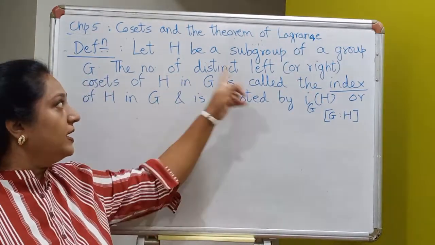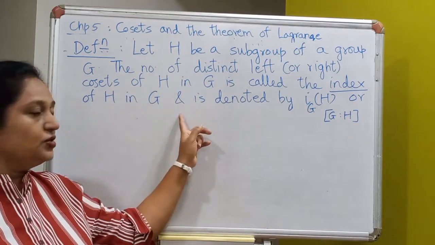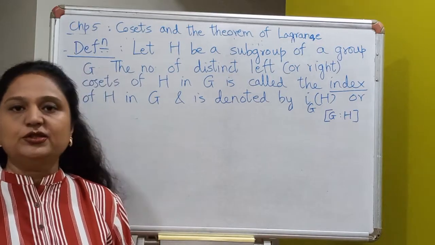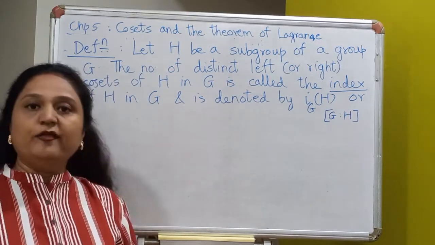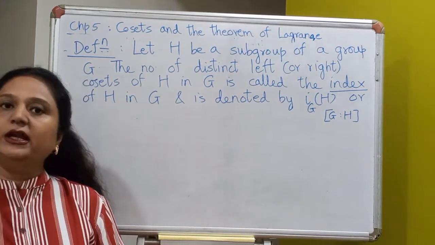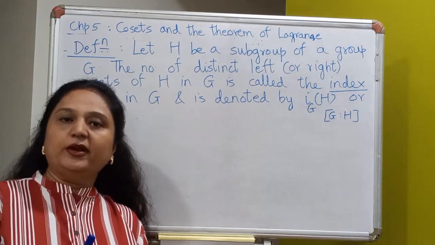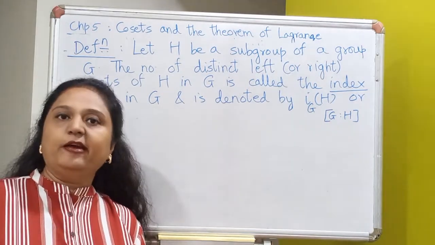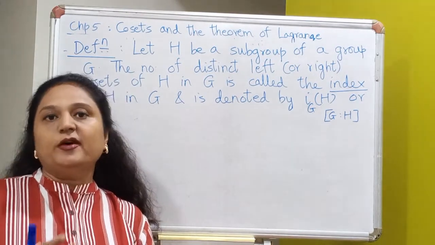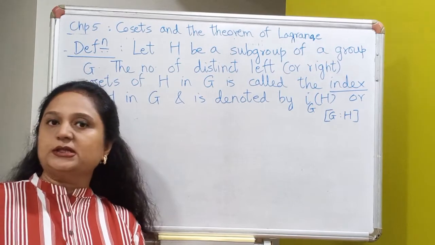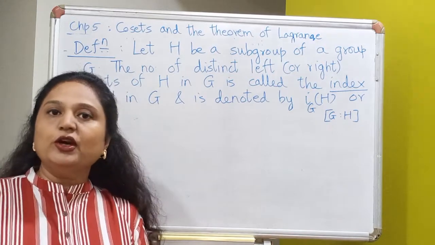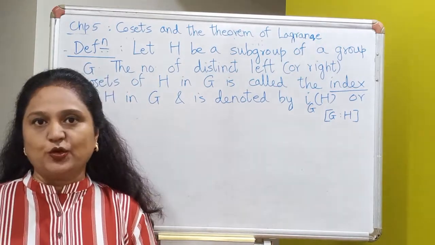So the number of distinct left cosets is called the index of H in G, and we use this notation or this notation for the index of H in G. Now, if you look at the examples that I have given you, if the group is finite, then definitely the index has to be finite, because for every element in the group, we will get one left or one right coset of H in G. So there will be finitely many left cosets, and that too some of them may be repeated. So the number of distinct cosets may be even less than the number of elements in the group. So if the group is finite, definitely the index is going to be finite.